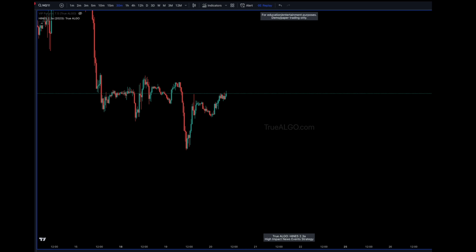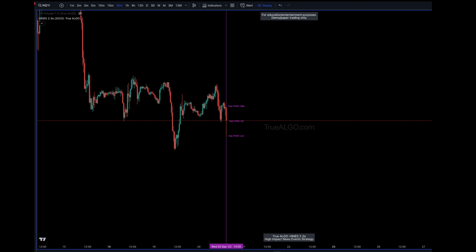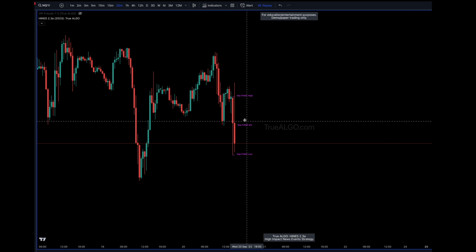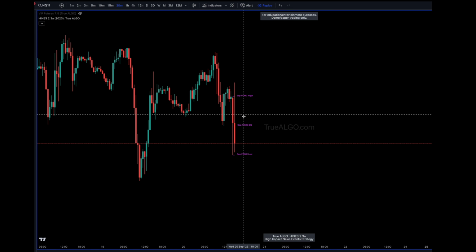Here's proof you can predict high impact news events and make plans. Check this out. You look here at the bottom of the screen, this is going to be the FOMC release. Watch what happens. Here's the FOMC release. I'm going to erase this so you can see clearly. When you zoom in, you can see the True Algo's HINES Indicator doing its job.